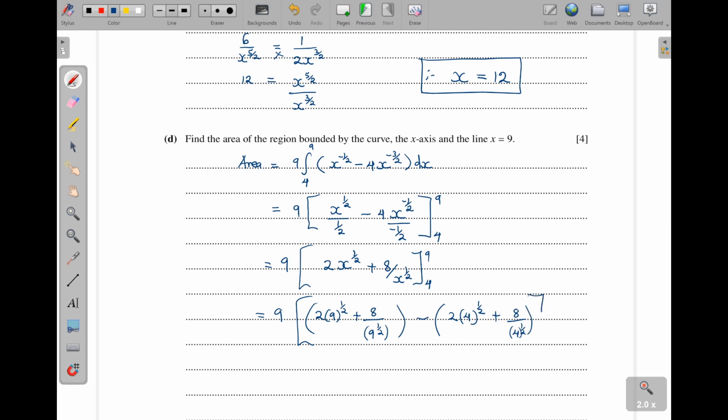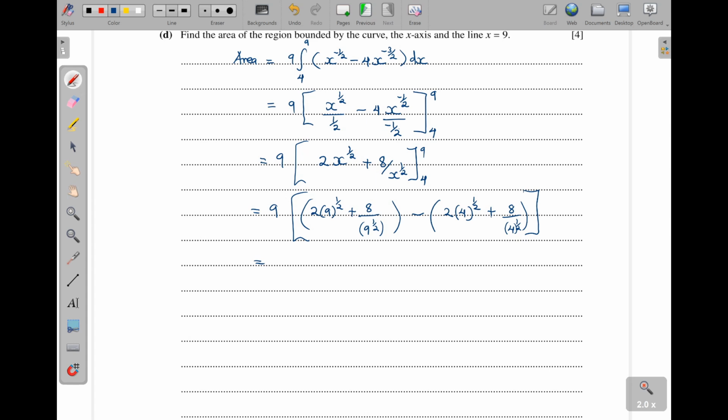And then after that, we simplify. Now, this one here, the square root of 9 is of course a 3. 3 times 2, that is a 6. Then this is 8 over 3. So we have 6 here. I'll have 6, then plus 8 over 3. Then minus, this one will give us a 4. And then this one is going to be 8 over 2. That will also be a 4. So, and again, minus 4.